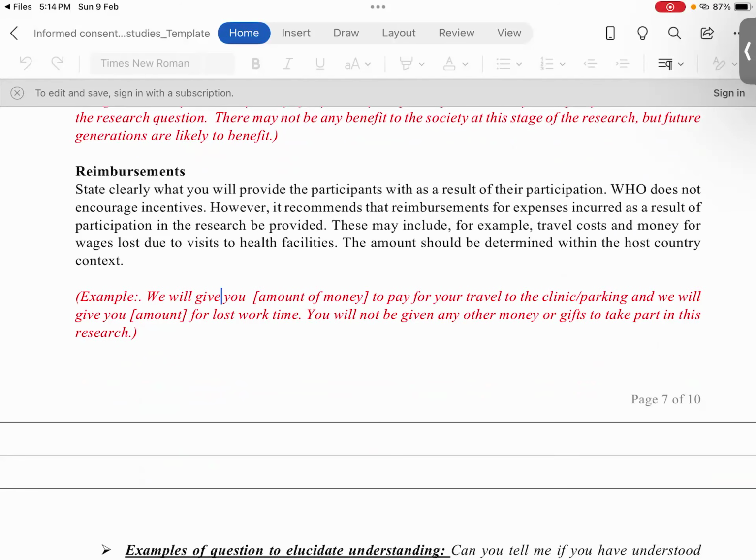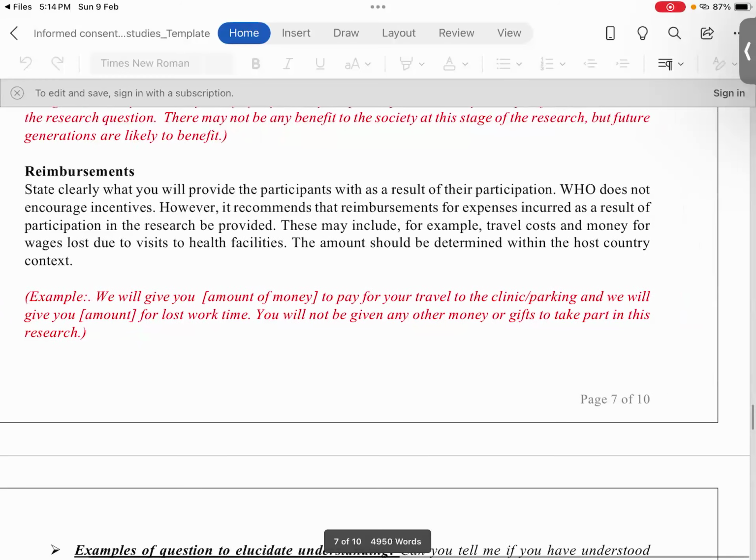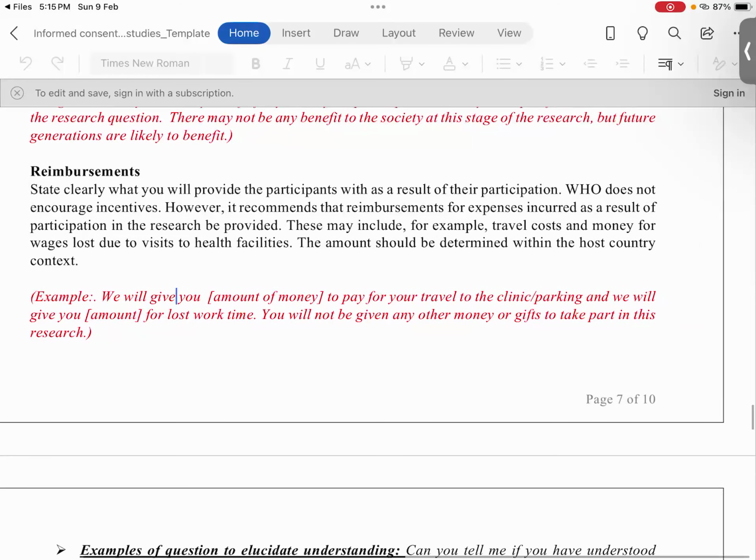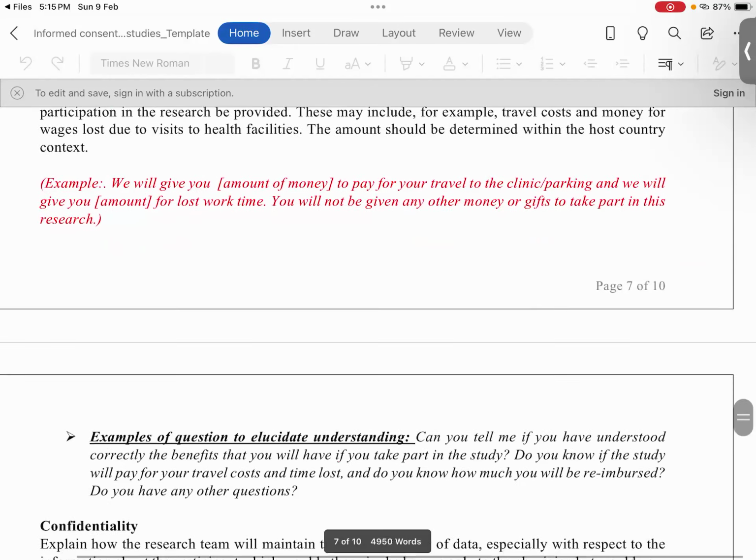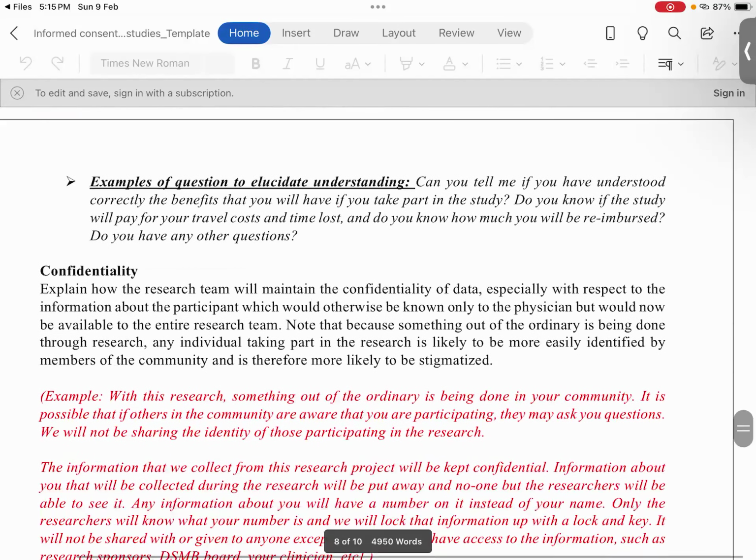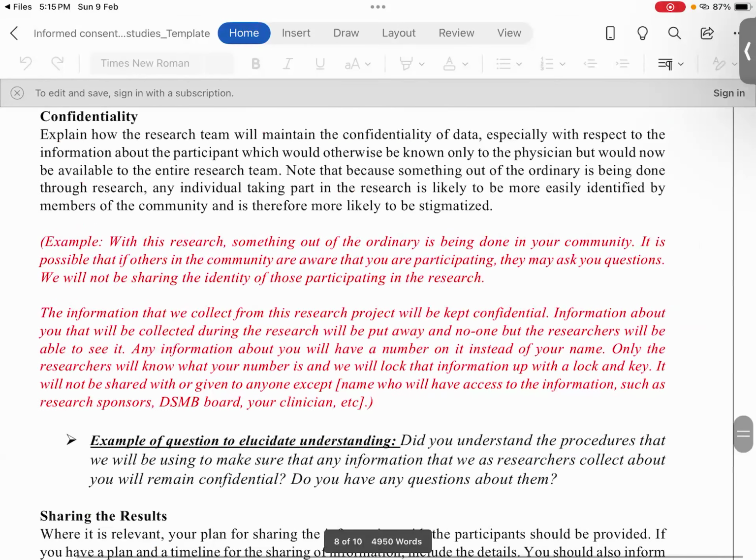Reimbursement, again, you will be explaining to them that we will give you a minimum amount to pay for your travel. So this is the confidentiality statement. Very, very important.